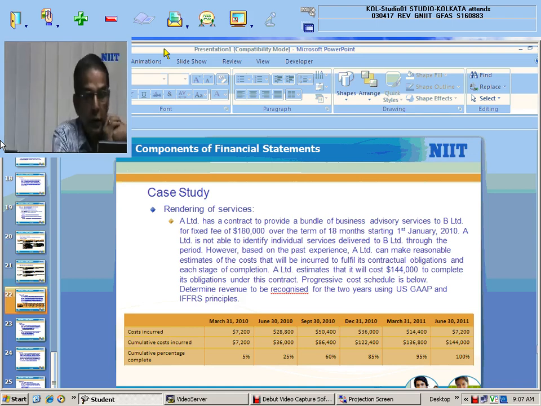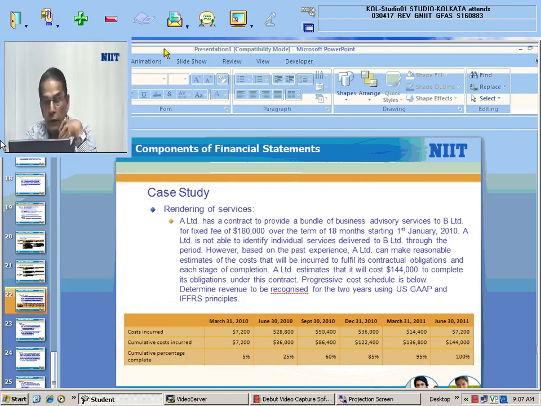So on 1st January 2010 the contract starts, and up to 31st March 2010, cost incurred is 7,200, and cumulative cost incurred by A Limited for fulfilling its obligation under the contract is 7,200, which is 5%. So cumulative percentage completion up to 31st March 2010 is 5%. By 30th June 2010, cost incurred during April to June is 28,800. So cumulative cost incurred is 36,000, which is 25% cumulative percentage completion in terms of cost.